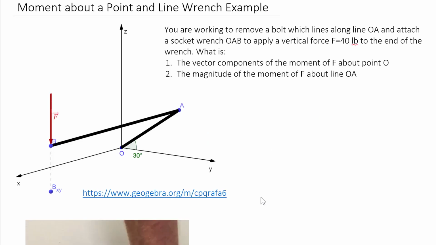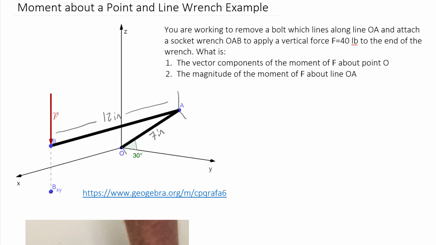The things we're solving for: we want to find the vector components of this force's moment about point O. We'll do that first as a separate step, basically a moment about a point. Then we're also going to find the moment magnitude of that same force about line OA, which is the extension going from O up to A. The length from O to A is 7 inches, and the length from A to B is 12 inches, or 1 foot.